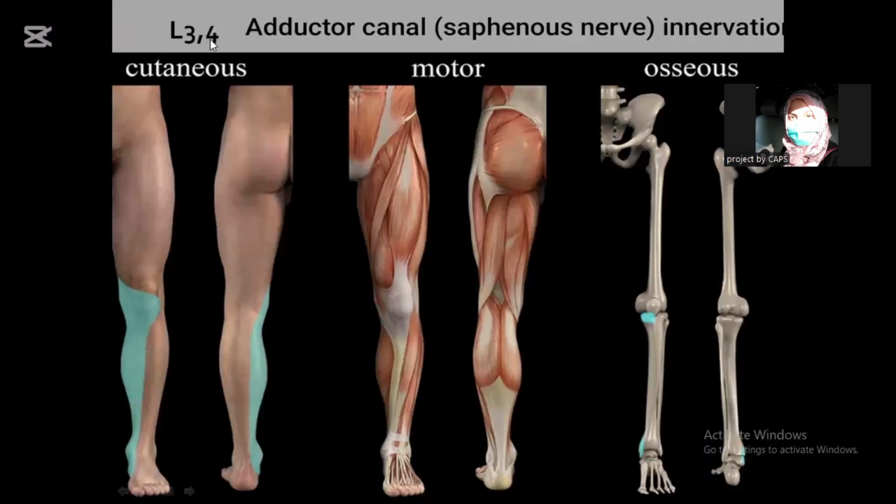Adductor canal. The saphenous nerve is basically blocked here, and its nerve root is L3, 4. And as you can see, it's the cutaneous supply over here. It gives some branches. It has sensory supply on the medial side, but it gives a few branches to the knee, a part of the knee over here.